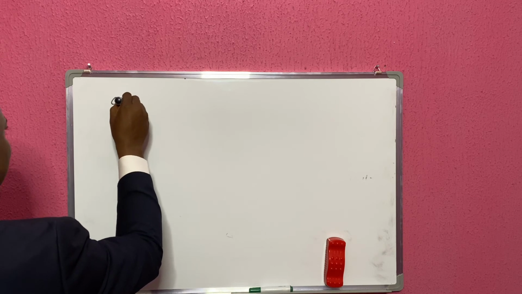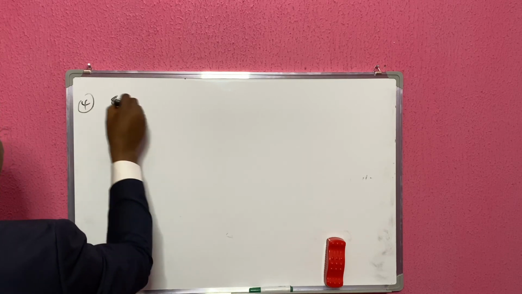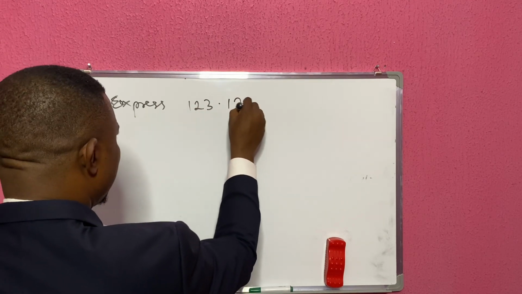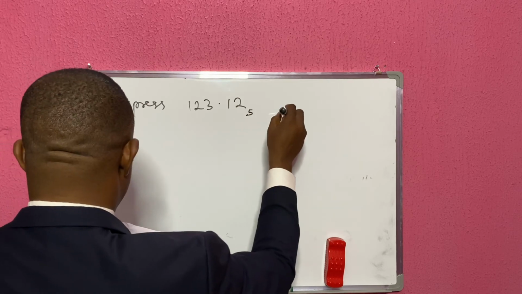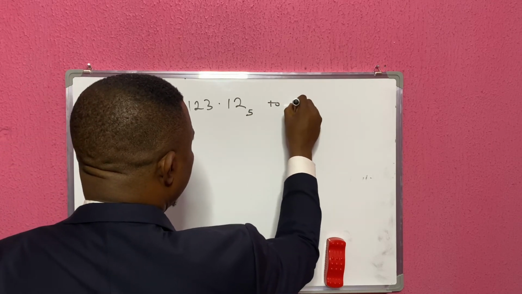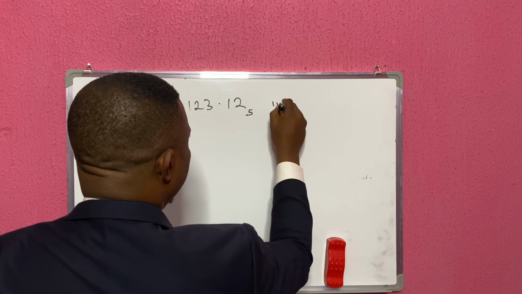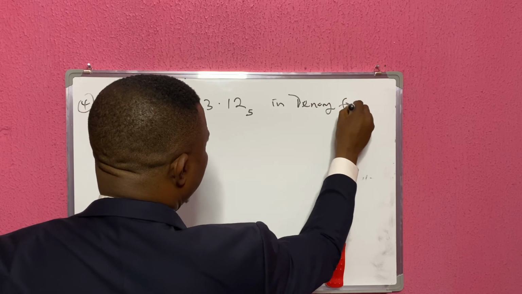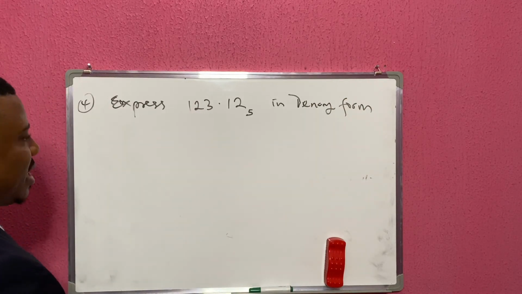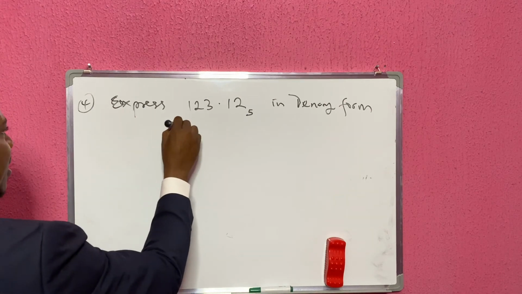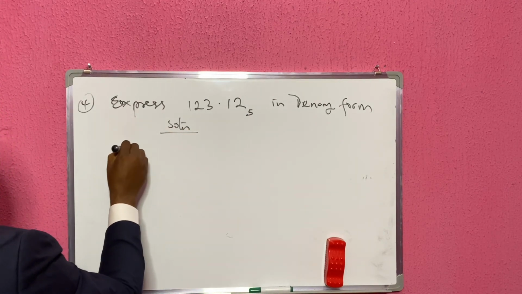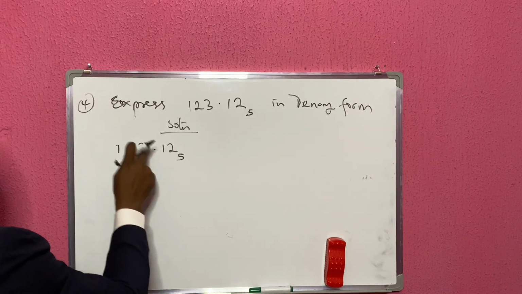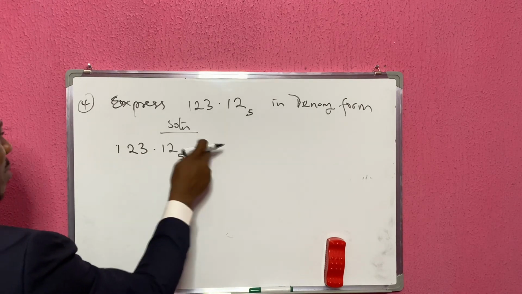Convert, express, question 4, express 123.12 in base 5 to denary form, that is base 10. This is very simple. To solve this, you say 123.12 base 5. From this point to this side is 0, 1, 2. From here to here is minus 1, minus 2.